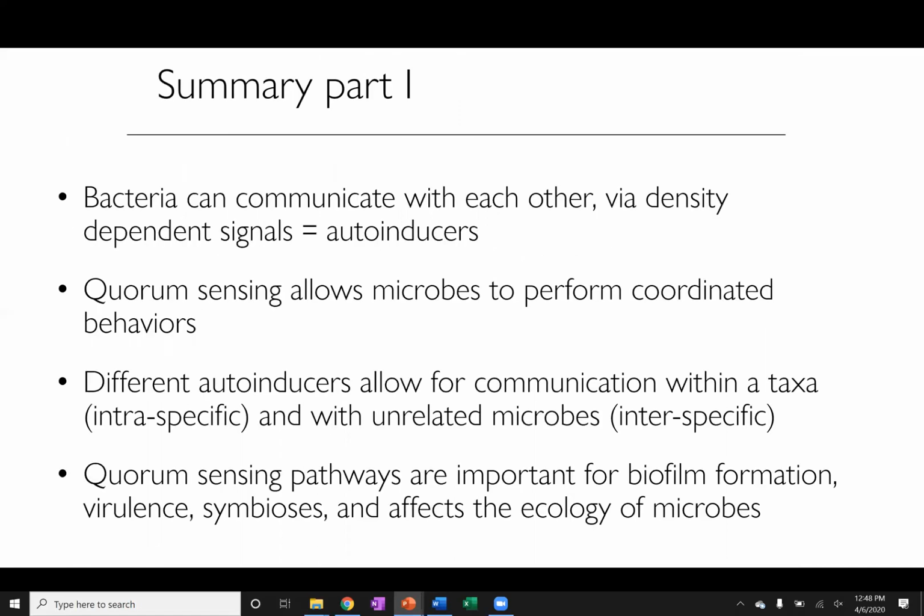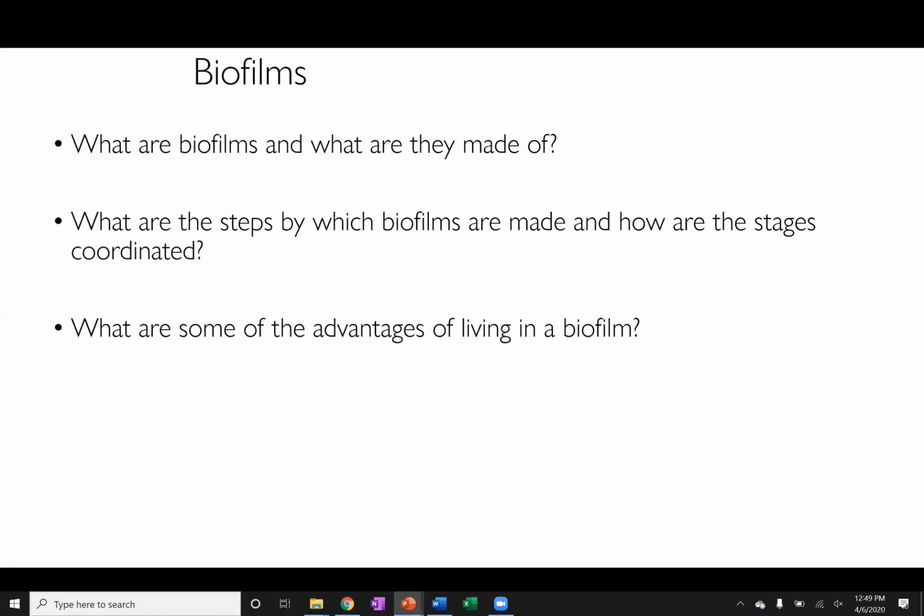So with that, we'll summarize the first part of this lecture. Bacteria can communicate with each other via density-dependent signals called autoinducers. Quorum sensing allows microbes to perform coordinated behaviors, and there are different autoinducers that allow for within-species and between-species communication of our microbes. Quorum sensing pathways are important for formation of biofilms, which we're going to talk about in a moment, virulence, symbioses, as well as affecting the ecology of microorganisms as a whole. So with that, we're going to hop on to part 2 of this lecture, which is going to be biofilms.